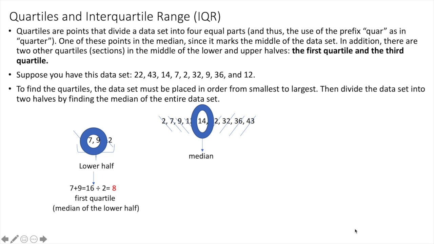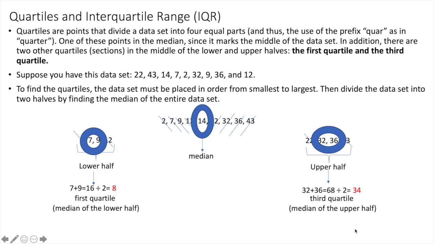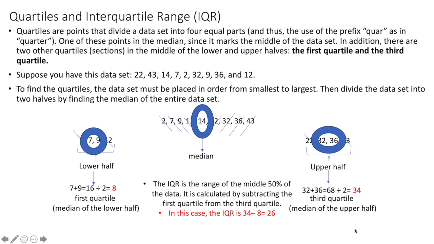Then I do the same exact thing with all the numbers to the right of the median. I'm going to completely ignore the median at this time, and I'm just going to look at the numbers to the right, which is known as the upper half. Again, to find the third quartile, I'm going to find the median of these 4 numbers. Crossing out, I have 32 and 36 left. To find the median, or the average of these 2 numbers, I add them together to get 68. Then I divide by 2, because there are 2 numbers, to get 34. So the third quartile will be 34.